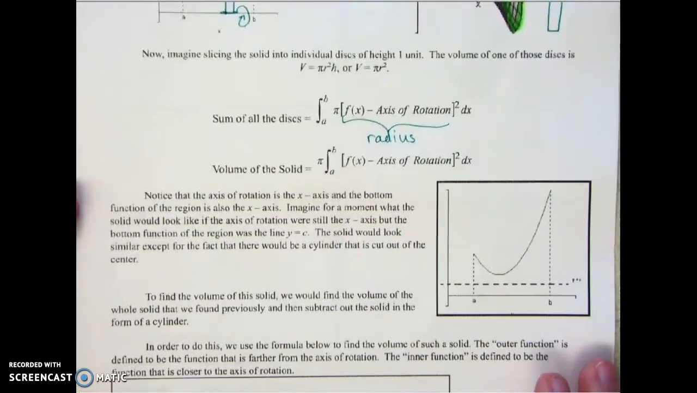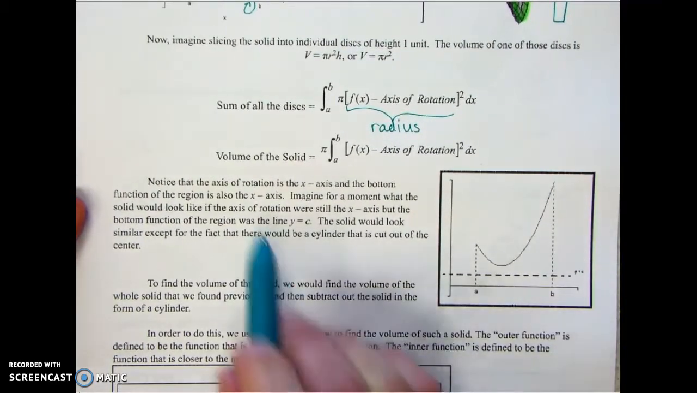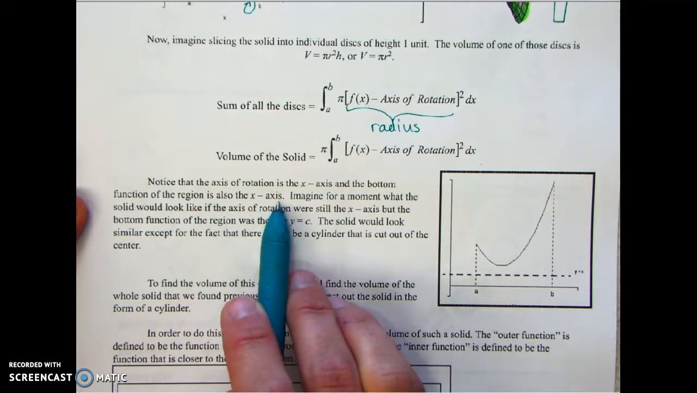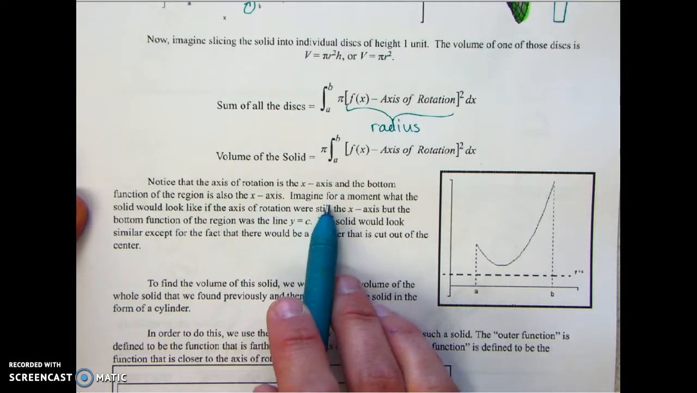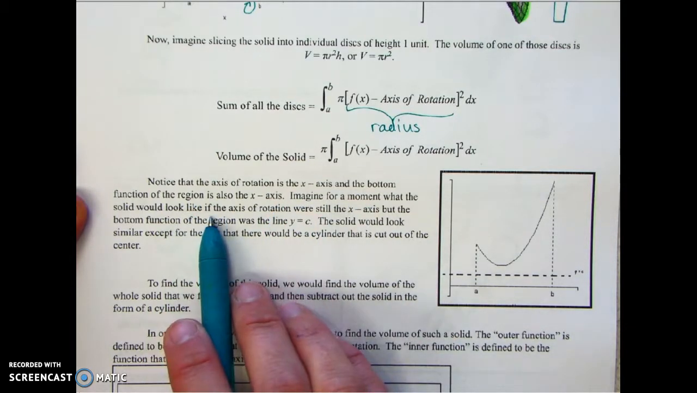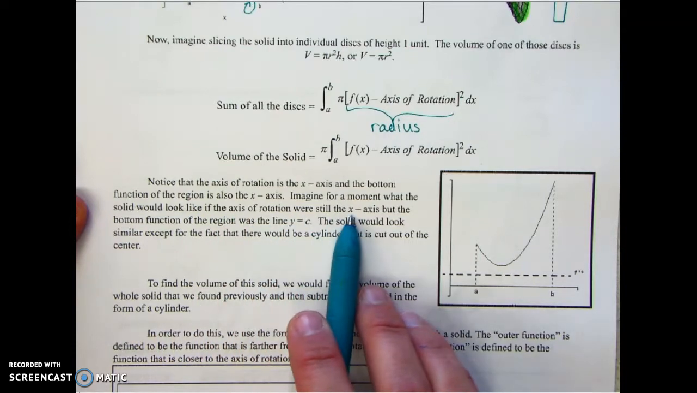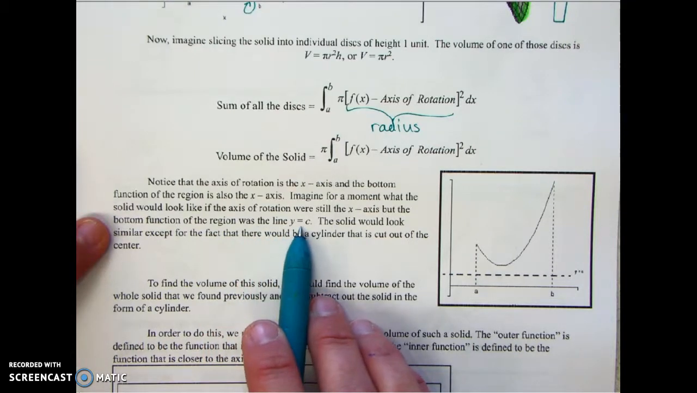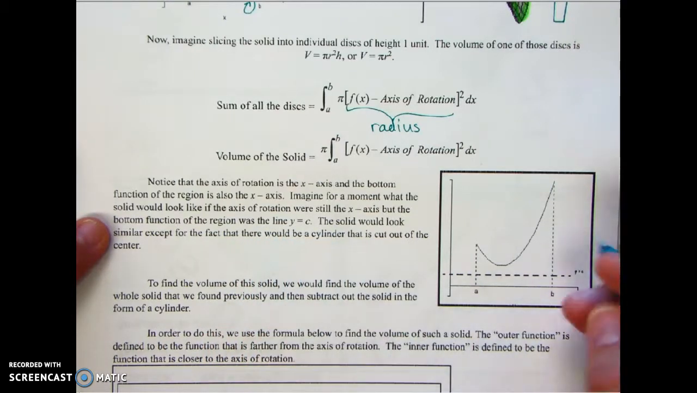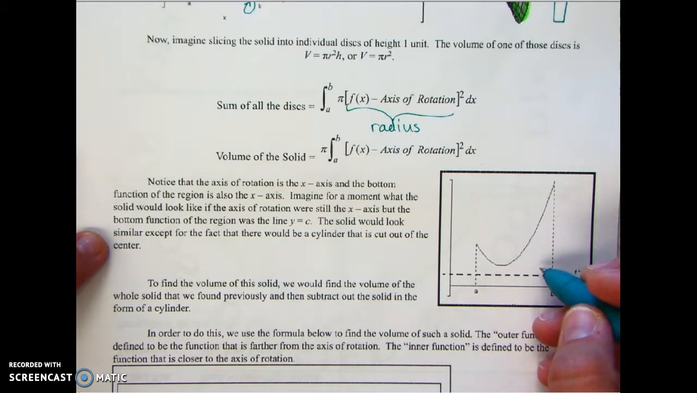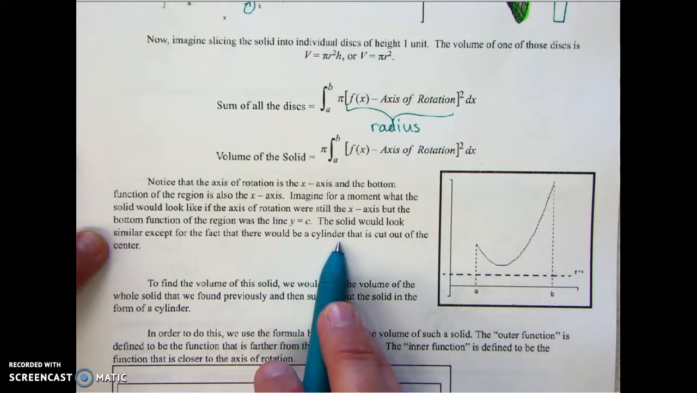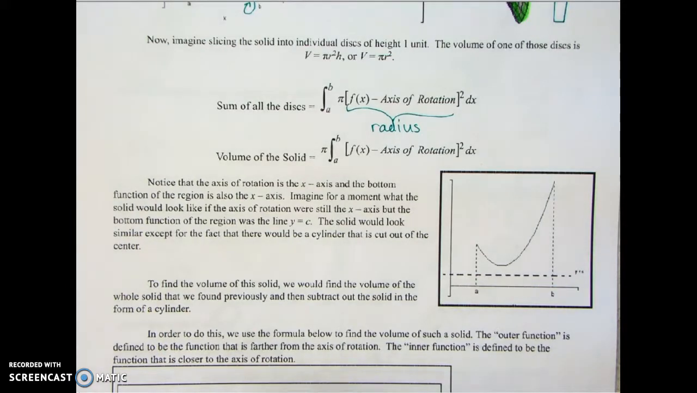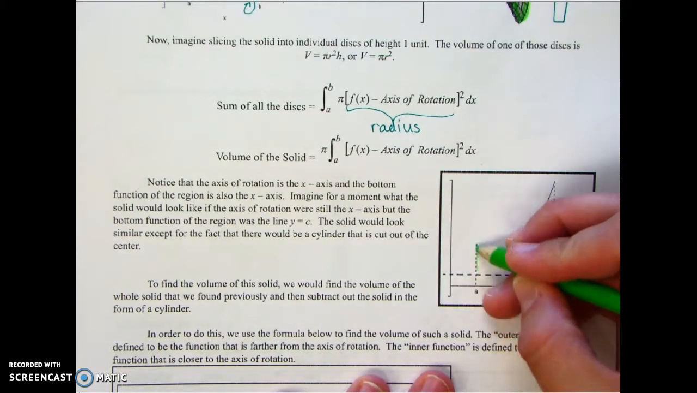Notice that the axis of rotation is the x-axis and the bottom function of the region is also the x-axis. Imagine for a moment what the solid would look like if the axis of rotation were still the x-axis, but the bottom function of the region was a line, c. The solid would look similar except for the fact that there would be a cylinder that is cut out from the center. So what are we talking about here? We're talking about taking this area.